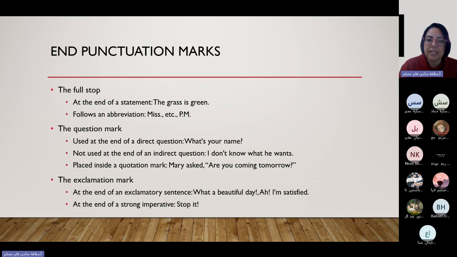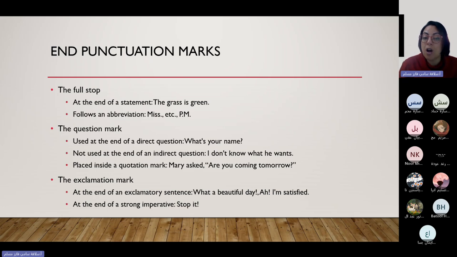And the exclamation mark, when do we use it? At the end of an exclamatory sentence. What a beautiful day. I'm not asking a question. I'm not giving a statement. I'm telling you how I feel. I'm giving you an exclamation. I'm satisfied. Okay? These are feelings, these are emotions that I'm showing. So that's why I put an exclamation mark.